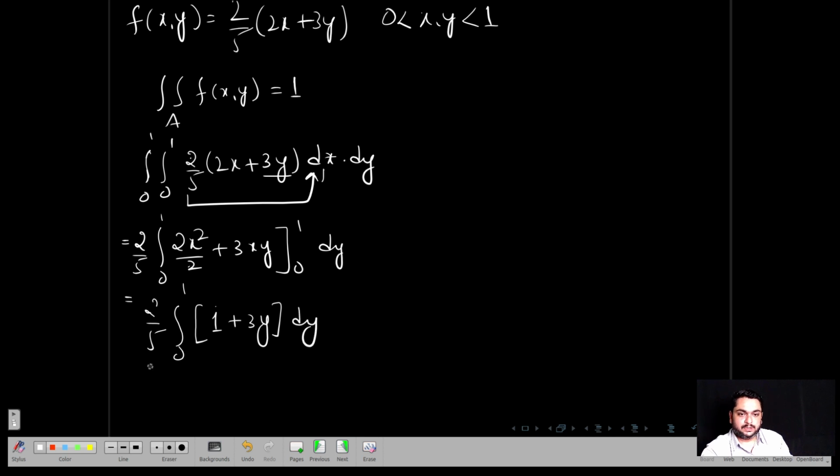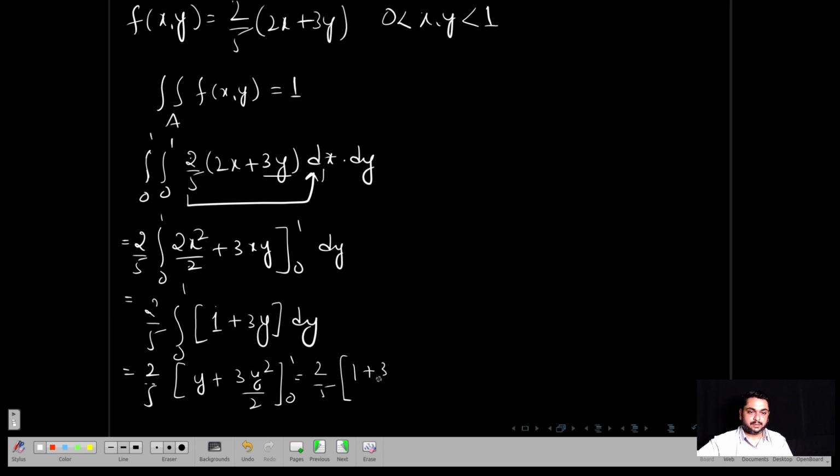So now you integrate with respect to y. So 2 by 5, integration of 1 plus 3y is y plus 3y square divided by 2, in the interval 0 to 1. This will be equal to 2 by 5 into 1 plus 3 by 2. So this will be equal to 2 by 5 into 5 by 2, so 1. So this is a valid joint PDF.